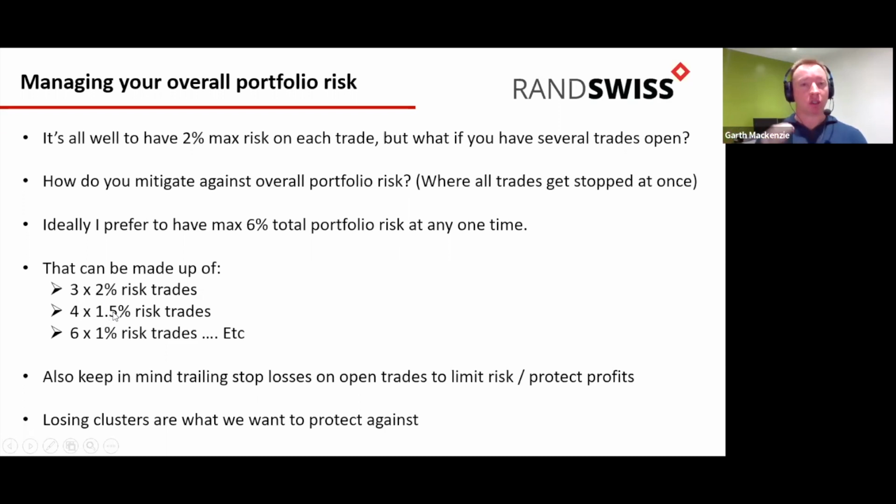If you reduce your risk per trade to 1.5%, well, then now you can afford to have 4 trades open at once. If you reduce your risk further down to 1% of your capital, well, now you can have 6 trades open at once, and so on and so forth. Okay, and you can play around with that.